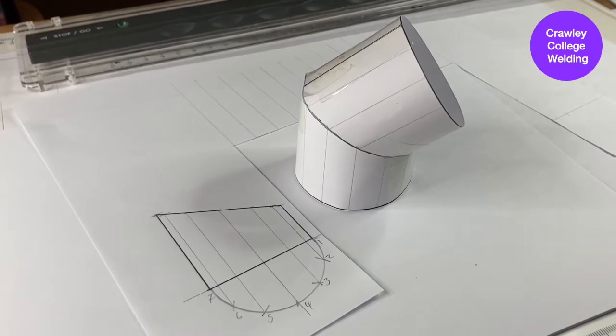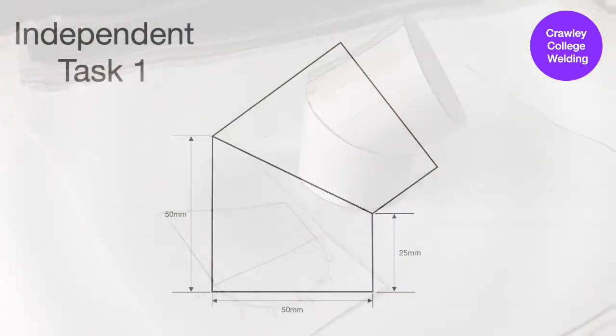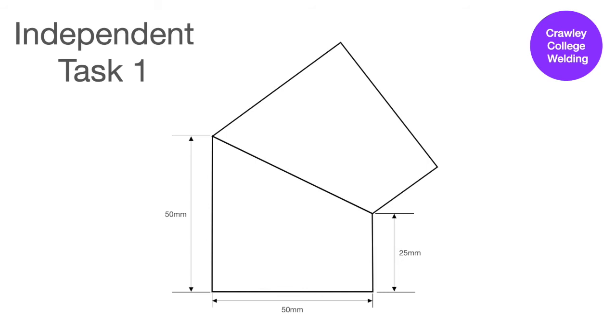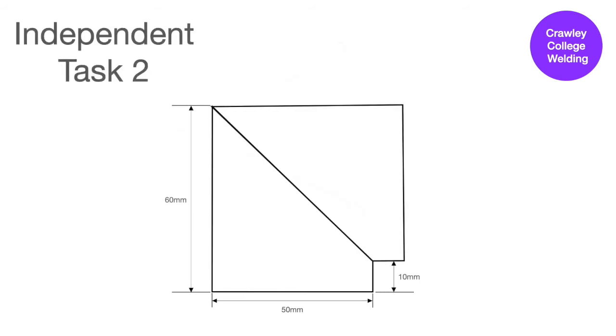You now have three independent tasks to complete, working from the drawing shown here. You will need to photograph each of your patterns fully formed with your name and task number clearly shown on them, and send the photographs of these completed tasks to your assessor.